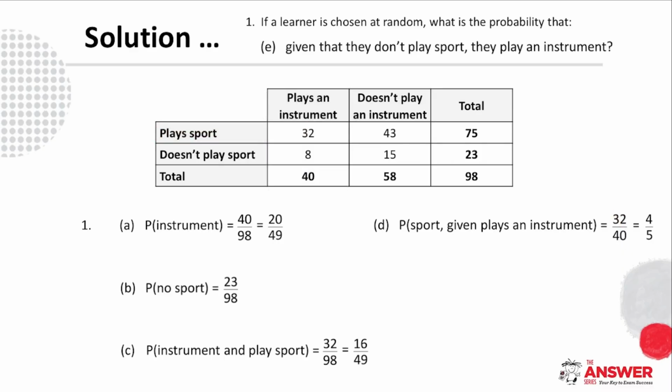And then E, the probability of playing an instrument, given that they don't play sport. Again, here we are looking at a part of the information, this time those who don't play sport, and so the probability of playing an instrument is then 8 over 23. This first example was to help orientate you around a contingency table.